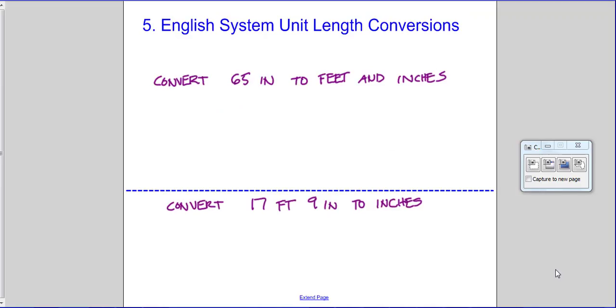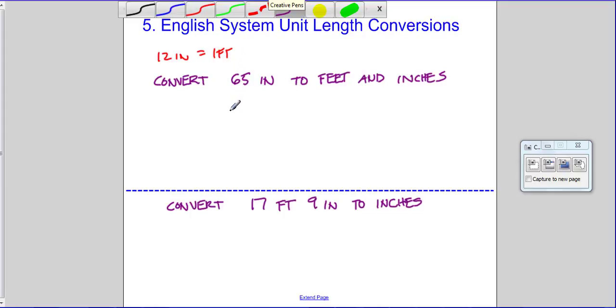Okay, next let's do some English unit conversions where I have to go say inches to feet and inches. So remember always there's 12 inches is 1 foot. To do this, I'm simply going to use long division with remainder. So here's an application of long division with a remainder.